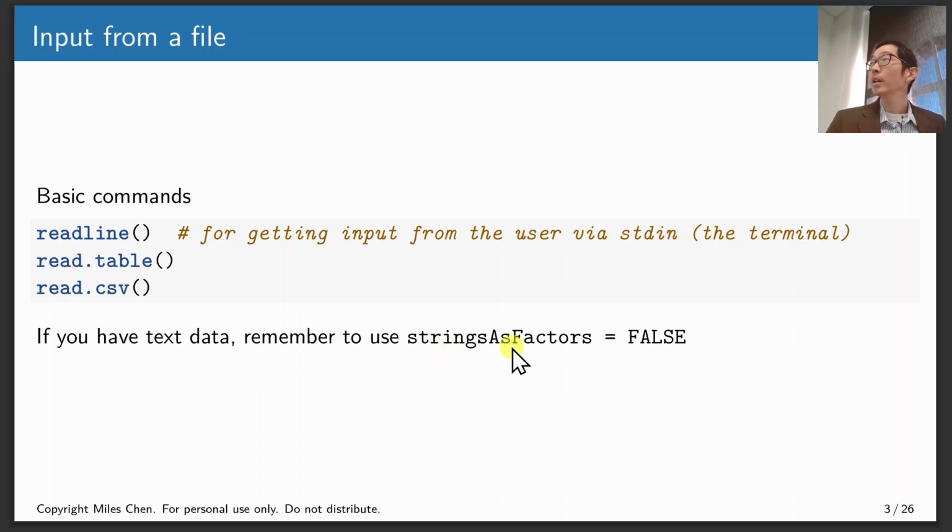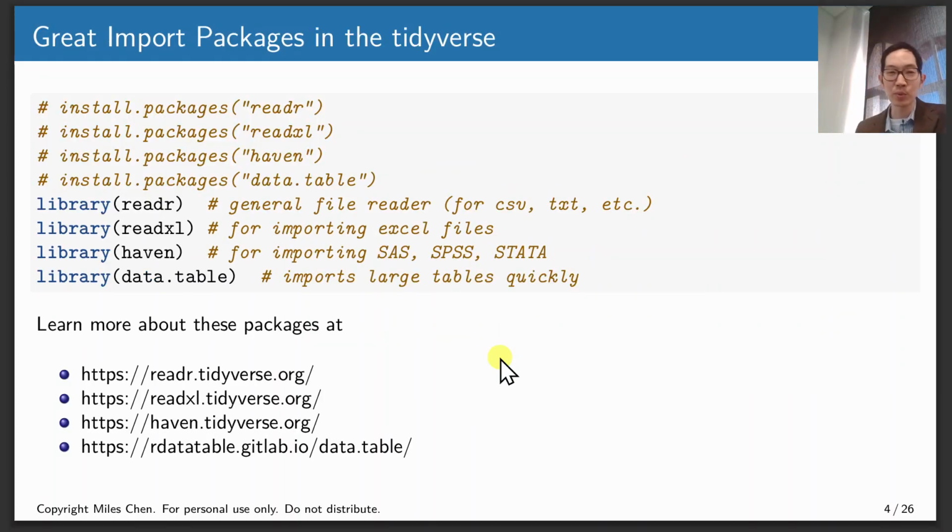There's an argument, stringsAsFactors. The default is now false. It used to be true, and you would have to set this false, but now stringsAsFactors defaults to false. So less of a concern, but perhaps something you might want to just watch out for.